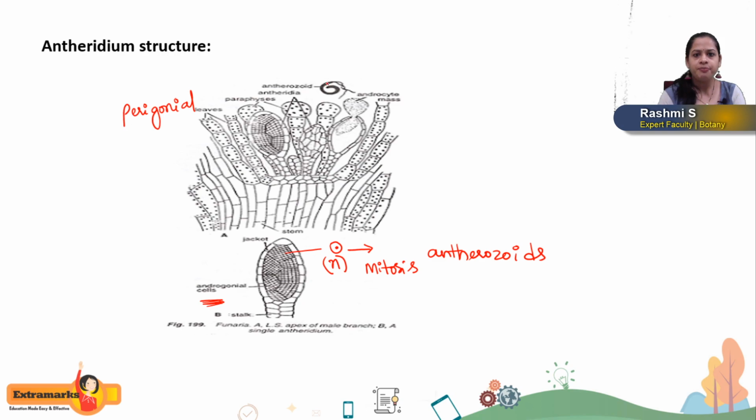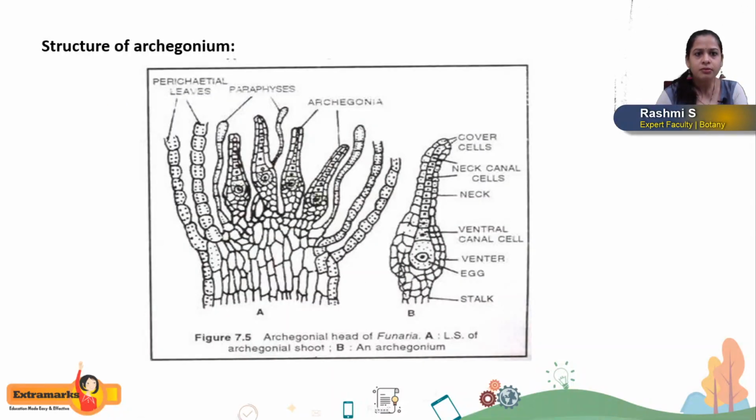Here you can see the structure of the antherozoid. It is spirally coiled, with two long apical flagella. So these antherozoids are produced by the androgonial cells. One antheridium produces thousands of antherozoids inside the structure of the antheridium.